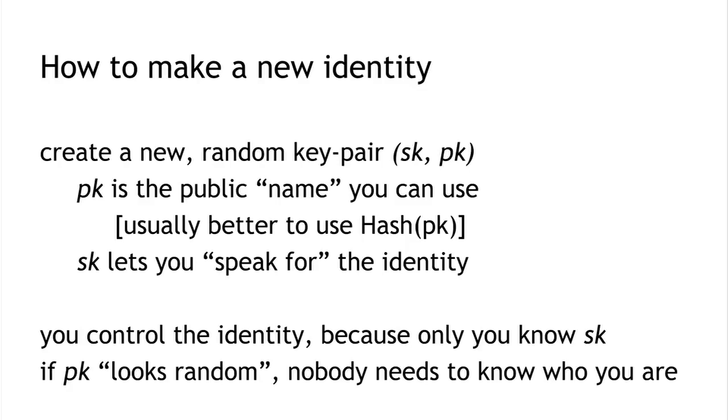So PK, or the hash of it, is the public name that you use to talk about the identity. And SK, the secret key, is the information that lets you, the person who generated this identity, speak for the identity. You control the identity because only you know the secret key.